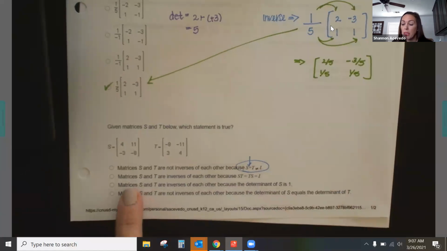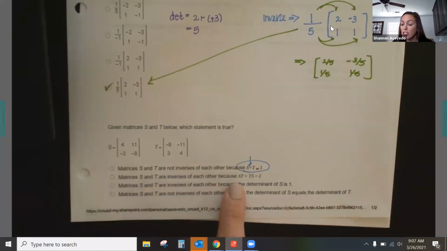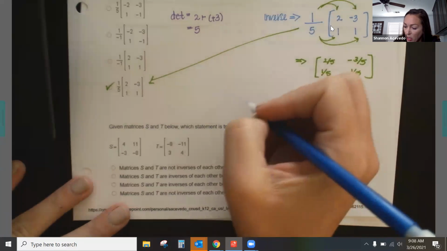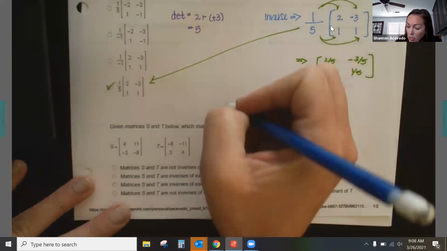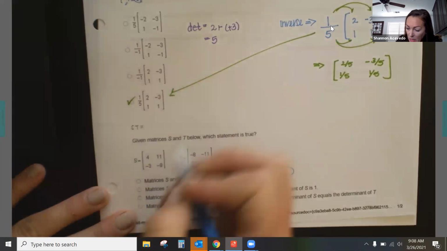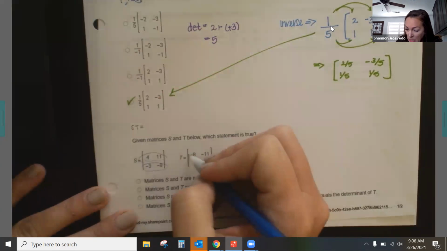My second statement says that they are inverses of each other because ST is equal to TS, which is equal to my I. So are they inverses? In other words, they're saying that they are inverses because these equal my identity. What is that telling me? So I'm going to do some work up here. I'm going to do my ST, so I'm going to multiply my S by my T.